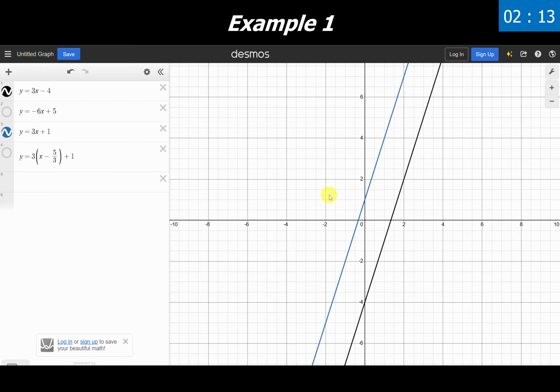So between a conditional, identity or contradiction statement, or classification, I should say, this thing is going to be a contradiction. There is absolutely no place where these two graphs are going to cross one another. Therefore, I have no solution showing up there.